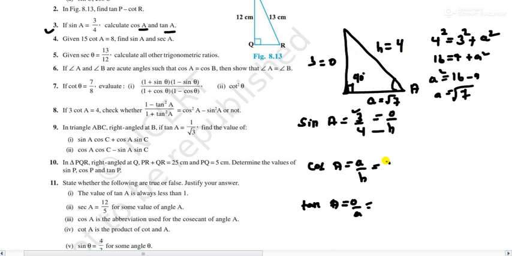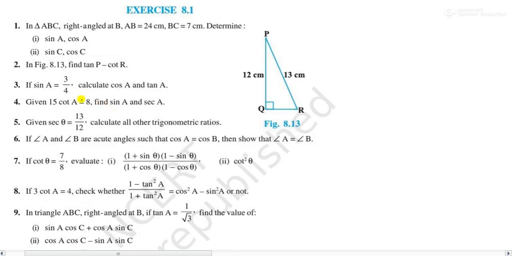Now just substitute. This becomes root 7 by H, which is 4. And this becomes 3 by A, which is root 7. That is your answer. Isn't it very simple? Yes, it's very simple if you have understood the concept. Okay, moving to our next question. I hope you are understanding them.